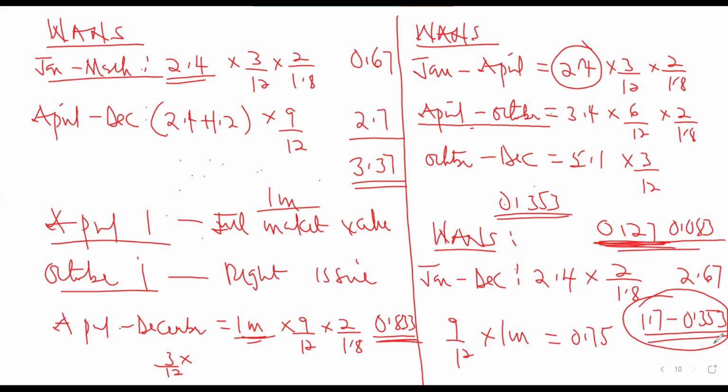But the one that is okay for you, you pick that one. Listen, sir, where do you get the 5.1? October to December figure. Before the right issue, we have 3.4. The right issue is 1.7. So we have 3.4 plus the right issue 1.7. That will give us the total shares from that date.